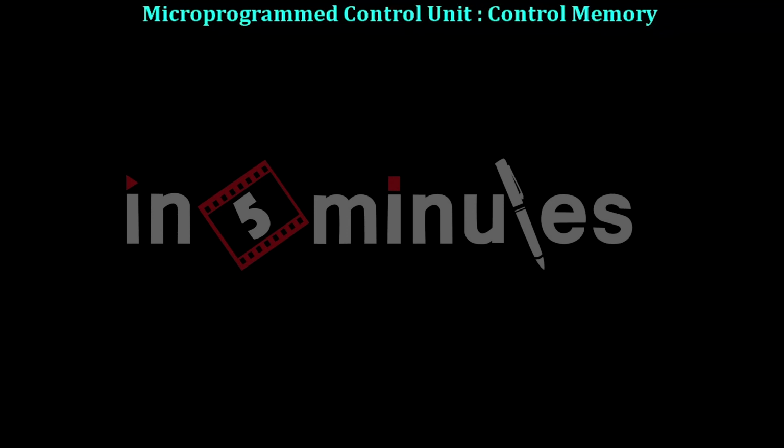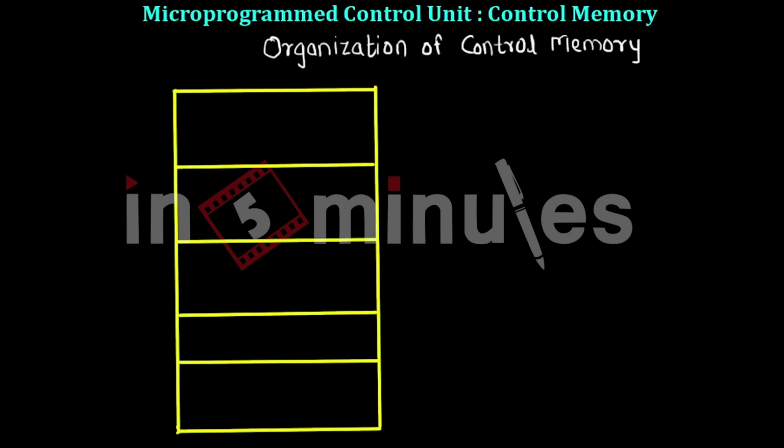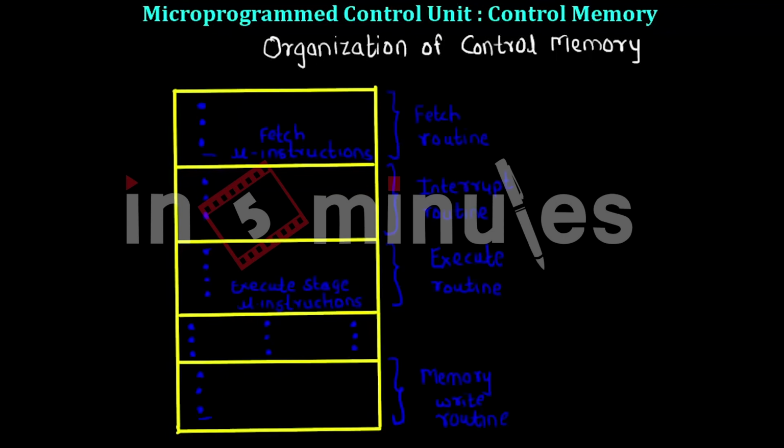Now here we can see the organization of control memory. The control memory basically contains the set of control bits, and it is organized in the fashion shown right here. You can see that the micro instructions are grouped together in routines, according to the cycles of instruction execution, that is fetch, execute, memory write, and so on. The micro instructions in each routine are performed sequentially, and after a routine is complete, the conditions decide the next routine to be executed.